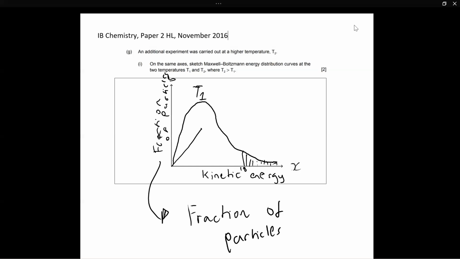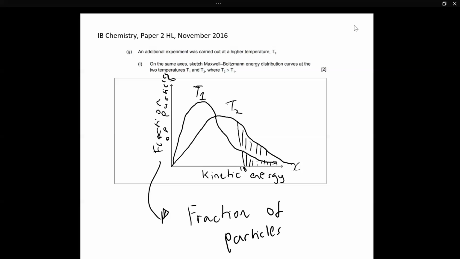I'm very bad at drawing, but the general thing that I'm getting at over here is that the peak of T2 is going to be shorter than the peak of T1, because when we increase the temperature, we are now adding energy to that particular reaction. And that means that more particles now actually have the kinetic energy required for a successful collision or reaction to take place.